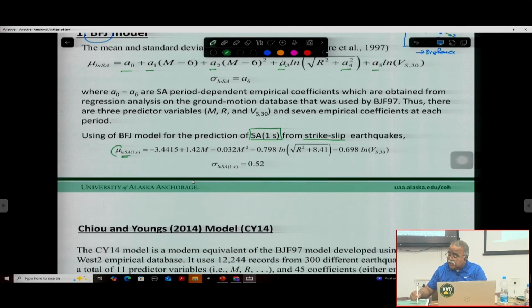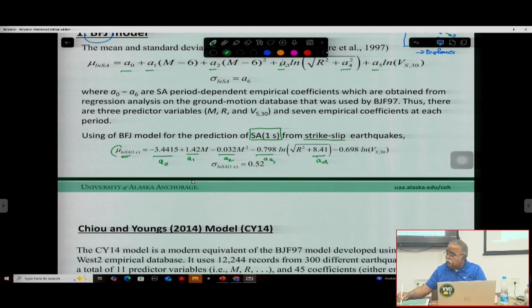SA at 1 second equals minus 3.14. So that is equal to your A0. This is your A1. This is your A2. Okay, so this is your A0. This is your A1. This is your A2. This is your A3. And this is your A4.